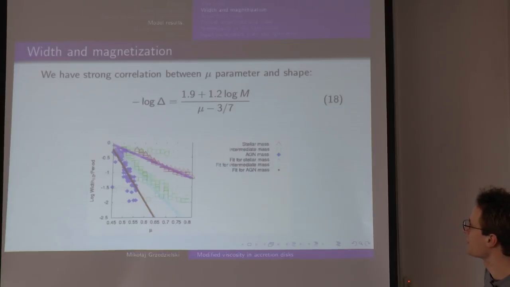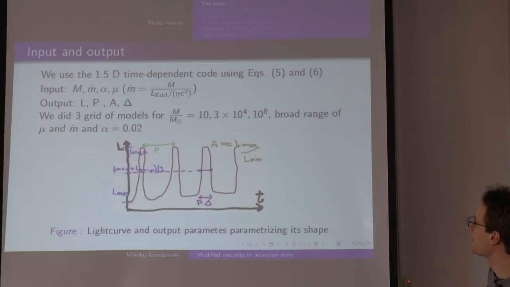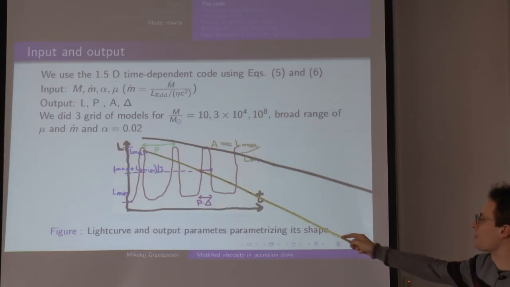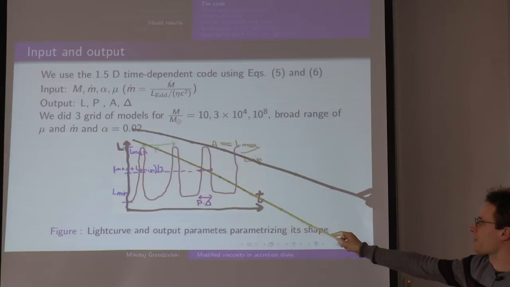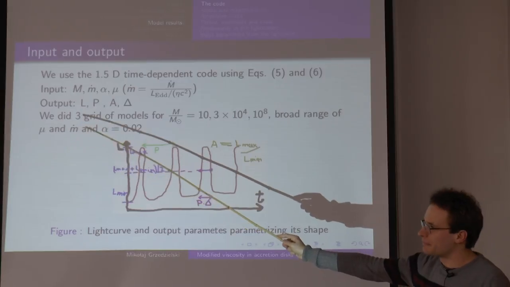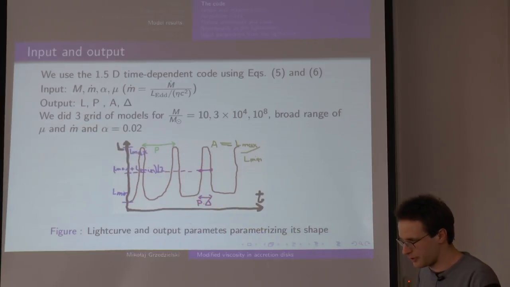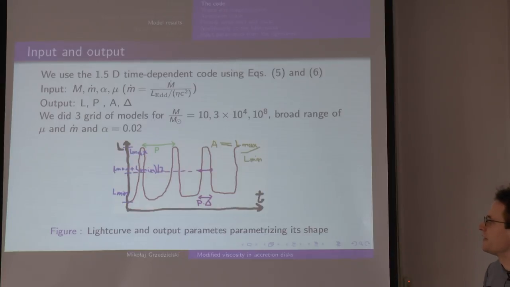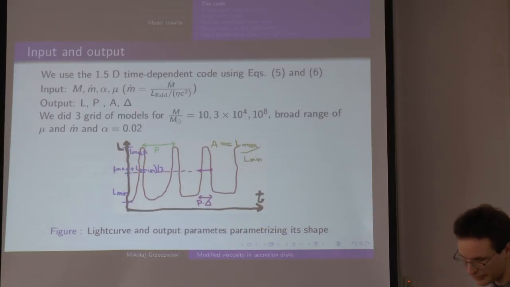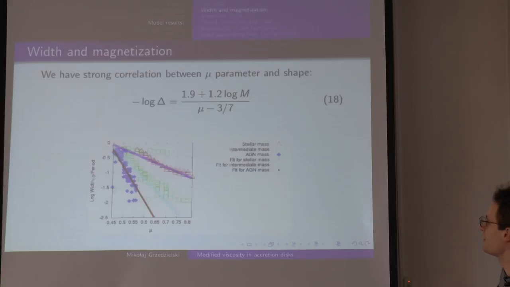And so we did grids of models for three values of mass, one value of alpha, which was typical from the literature from another observation, and a broad range of mu and m dot, because we don't know exactly what mu is, and it is somehow connected with magnetic field, because we have also magnetic field inside, and m dot, which can range over many orders of magnitude, for example, it can be even 1% and 90%. And we did three two-dimensional grids.